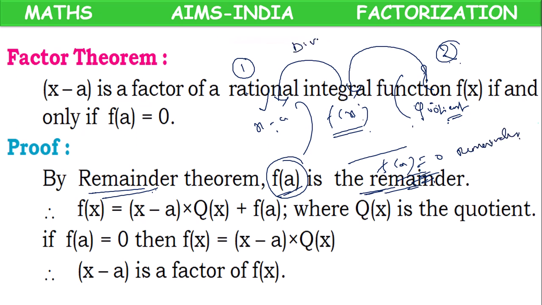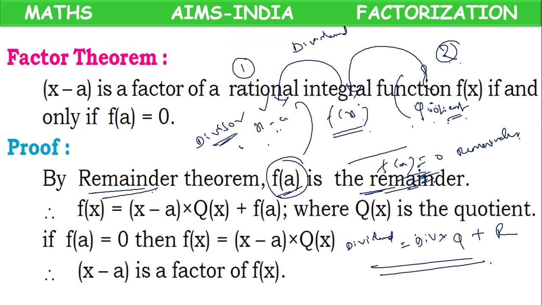F of x is considered as dividend. This is considered as divisor. One factor will be the divisor, one factor will be the coefficient. So we have a division algorithm rule where dividend equals divisor into coefficient plus remainder. This division rule we have learned in our previous classes. According to this rule, in the place of dividend, we can keep f of x. In the place of divisor, we can keep x minus a. In the place of coefficient, let us take q of x. In the place of remainder, let us take f of a.